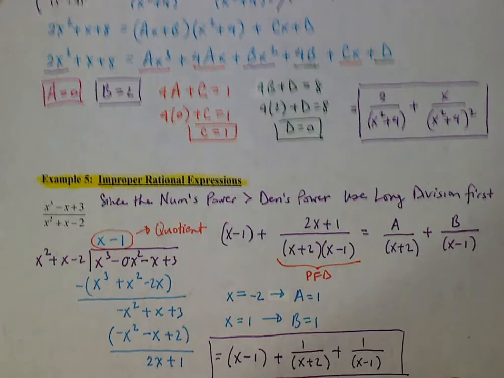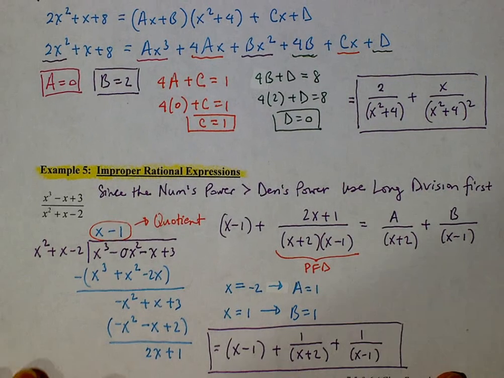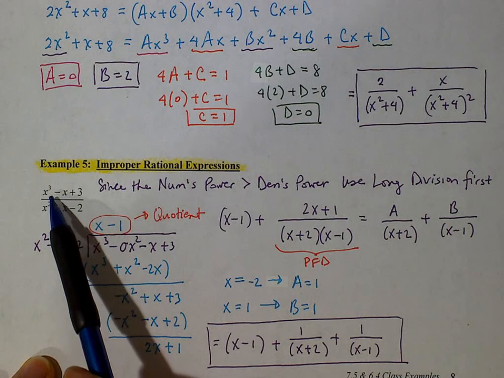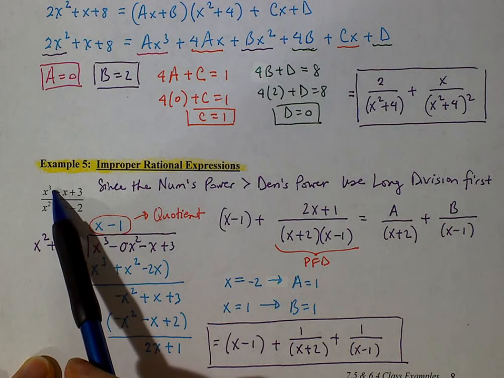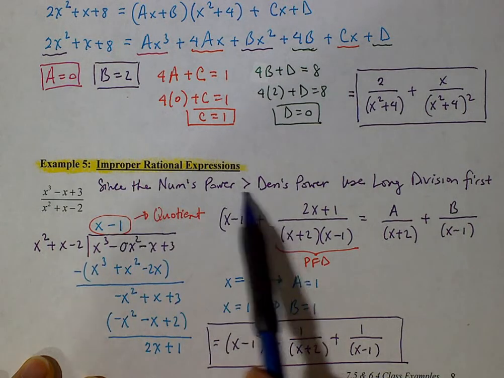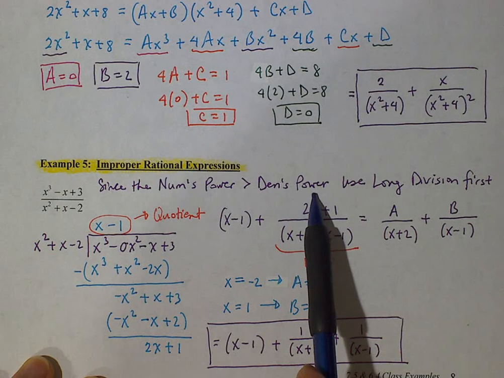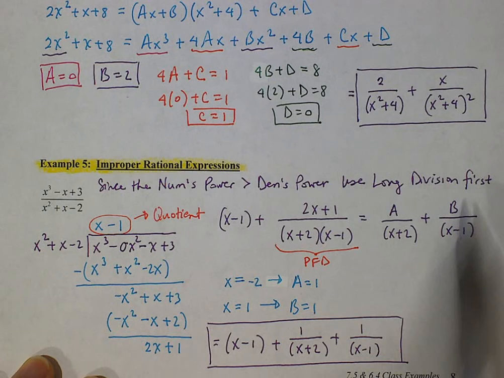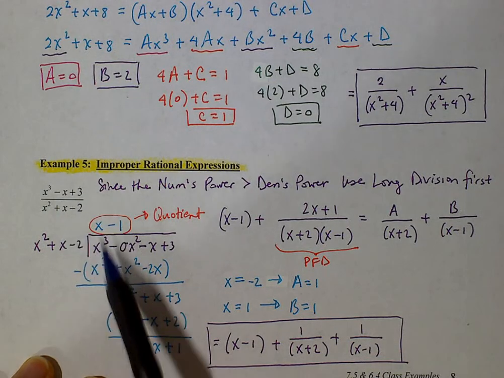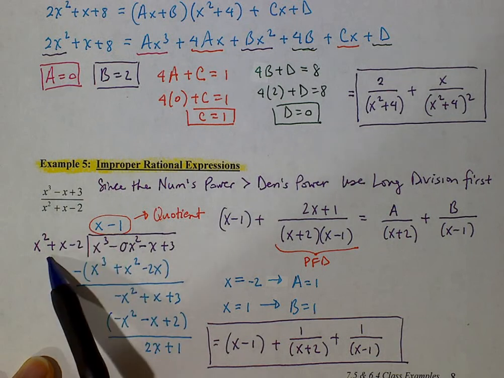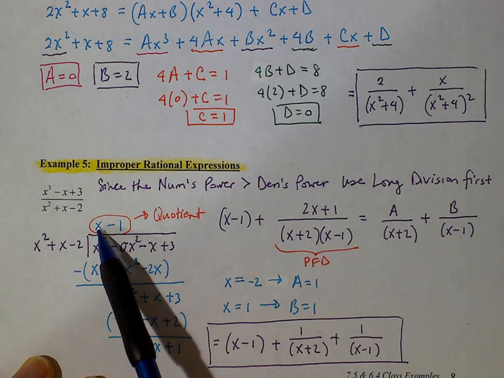Okay. The final example is an improper rational expression. So what makes this an improper rational expression is that the numerator's power, which is the third power, is greater than the denominator's power. So since the numerator's power is greater than the denominator's power, first thing I'm going to do is make it a proper fraction by using long division. Okay, so this is called the dividend. So I put the dividend in the box, and then the divisor goes outside, and then I'm going to match up my power. So my first term is x.